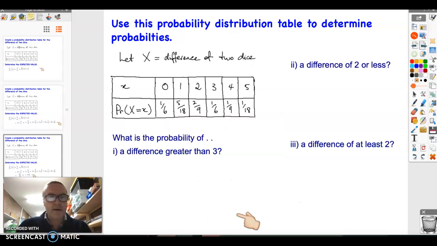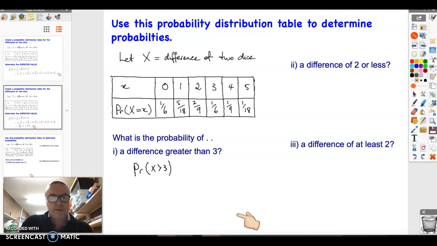We're going to use our distribution table to calculate a few different probabilities, and what I encourage you to pay attention to here is the way that I write these out, the way that we express these probabilities. So our first one, the probability that the difference of the 2 dice is greater than 3. So I'm using my random variable x that I've already defined, the probability that it's greater than 3.